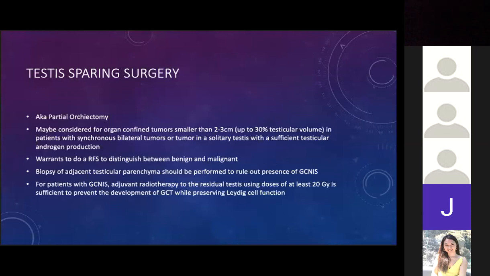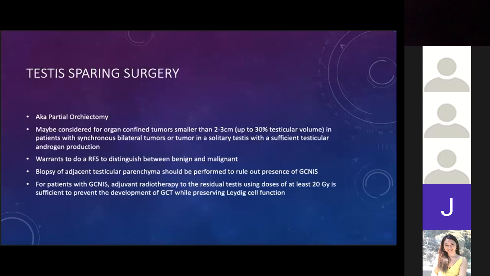So this may be considered for organ-confined tumors smaller than 2 to 3 centimeters in patients with synchronous bilateral tumors or a tumor in a solitary testis with sufficient testicular androgen production. Usually, it warrants a rush frozen section to distinguish between benign and malignant, and biopsy of the adjacent testicular parenchyma should be performed to rule out the presence of germ cell neoplasia in situ.